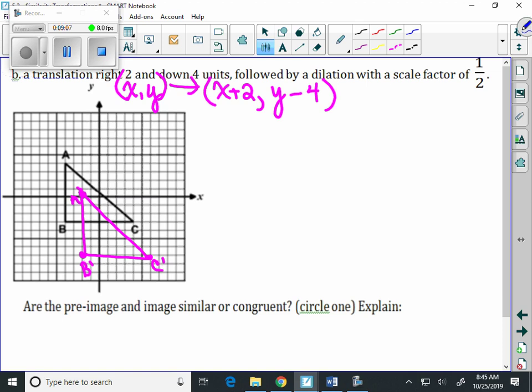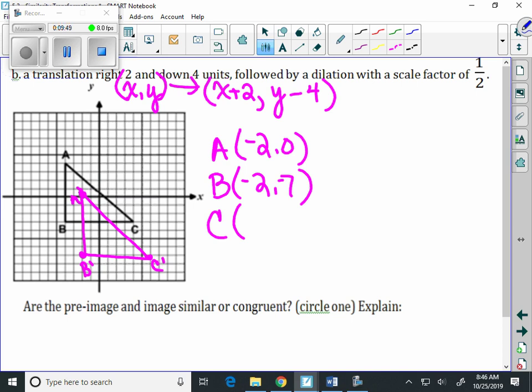But back to this problem, we've done the right 2 and the down 4, and now we want to dilate that pinkish purple triangle by a scale factor of 1/2. So our ordered pairs for our new A is -2, 0. And our new B is -2, -7. Is that what you got? And C is 6, and -7.